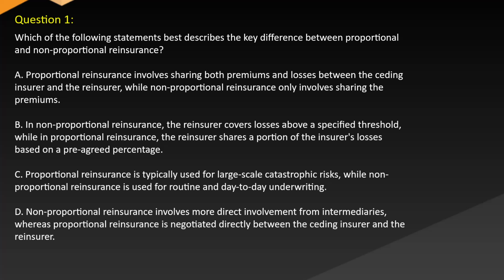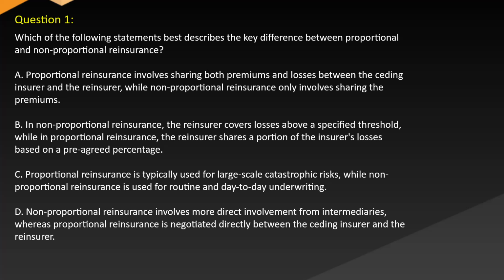Question 1. Which of the following statements best describes the key difference between proportional and non-proportional reinsurance? A. Proportional reinsurance involves sharing both premiums and losses between the ceding insurer and the reinsurer, while non-proportional reinsurance only involves sharing the premiums. B. In non-proportional reinsurance, the reinsurer covers losses above a specified threshold, while in proportional reinsurance, the reinsurer shares a portion of the insurer's losses based on a pre-agreed percentage.